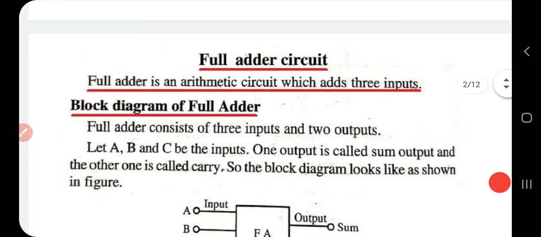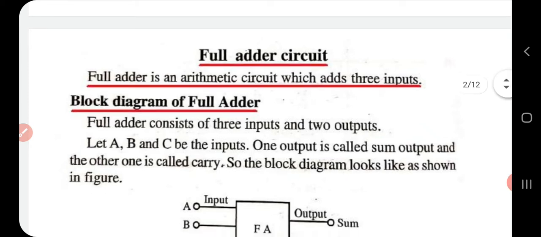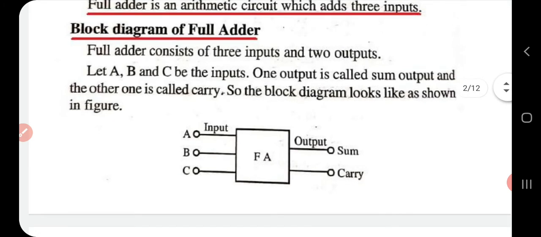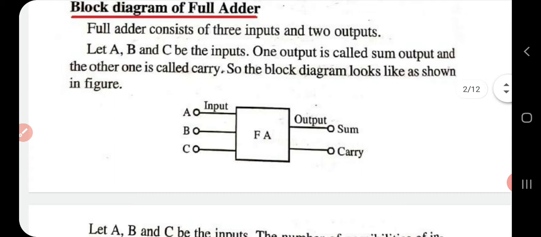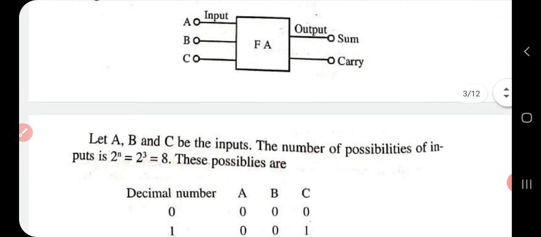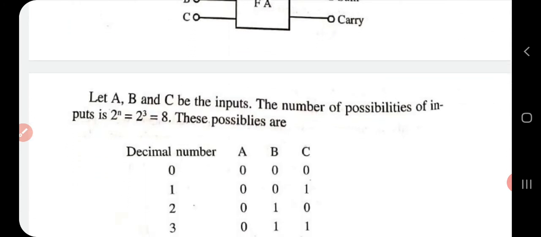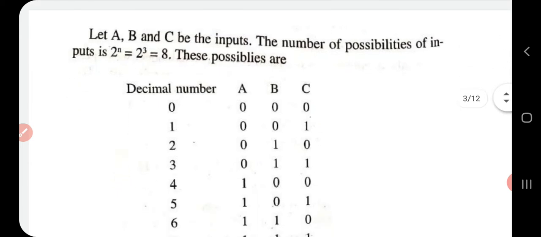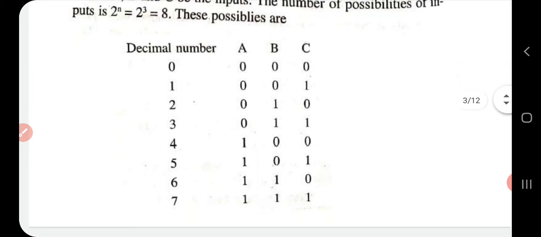See, a full adder, as the name suggests, is an arithmetic circuit which adds three inputs. Now, this is a block diagram for a full adder. It has got three inputs, that is A, B, and C, and two outputs. One is sum and the other is carry. Now, since there are three inputs, how many possibilities of inputs will be there? It will be 2 raised to 3, which is 8. Now, these combinations are shown here.